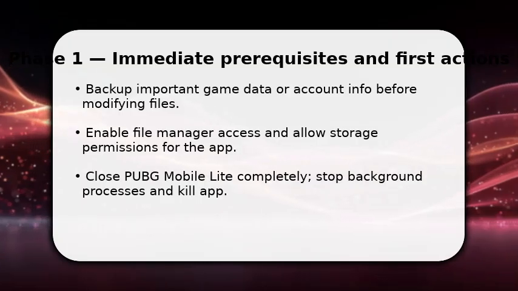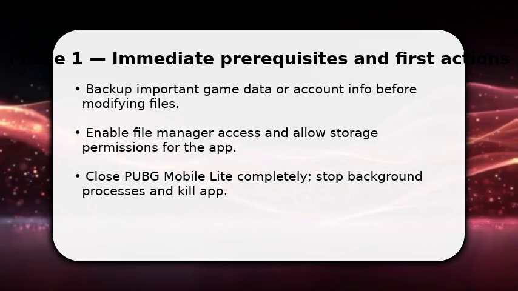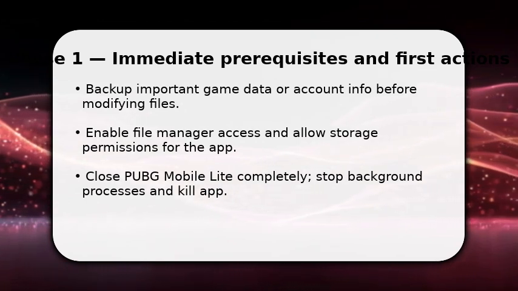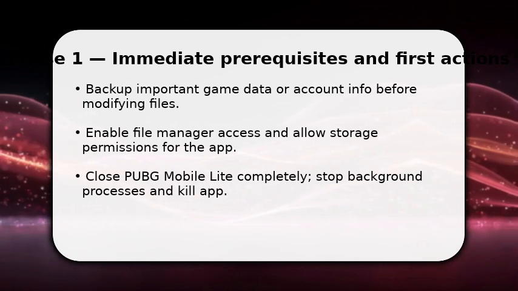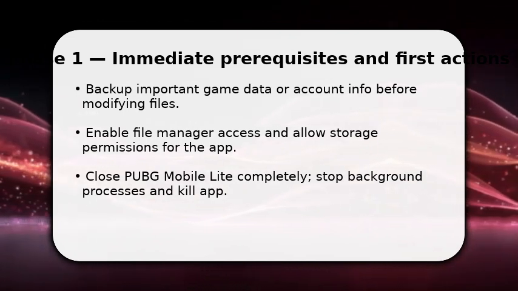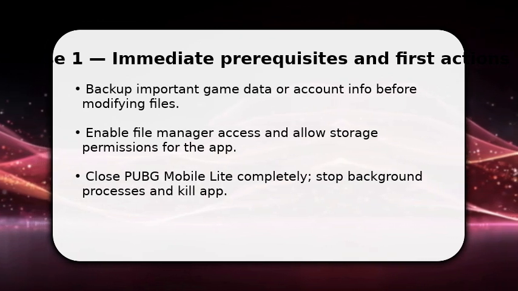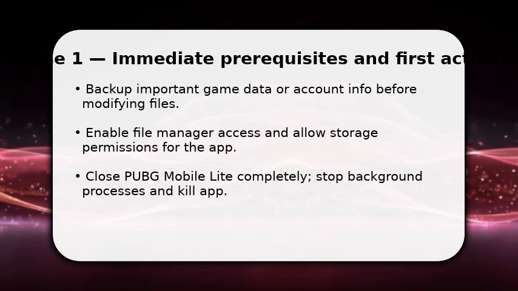You start by making a quick backup of any essential game data and confirming your account details because you may need them later. Once done, open your file manager and grant storage permissions so you can access app folders. Next, force stop PUBG Mobile Lite and swipe it away from recent apps to ensure no files are locked. This prevents corruption. Make sure you are on the device owner account and that USB debugging is off unless you know what you're doing.